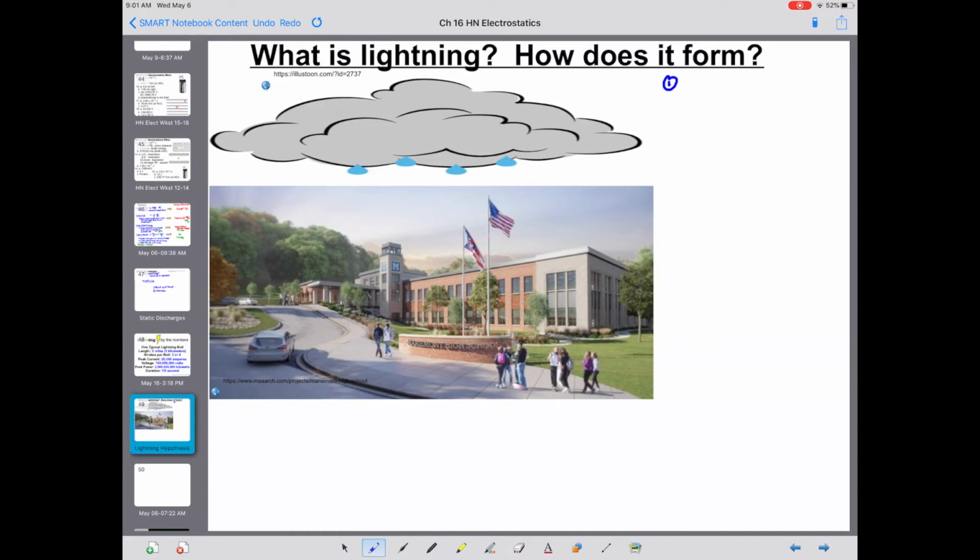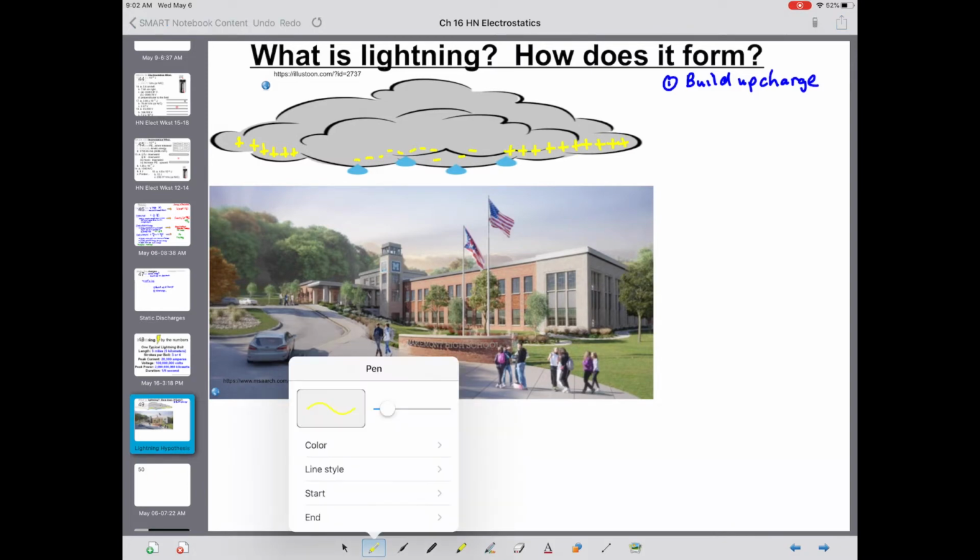The first thing we need is to build up charge. So the first thing I want to do is put charge regions on our diagram over there. Let's say in our storm cloud overhead, we have some positive charges there, maybe some negative here, some positives over there. Well, first thing we need to figure out is exactly how these charge regions form.